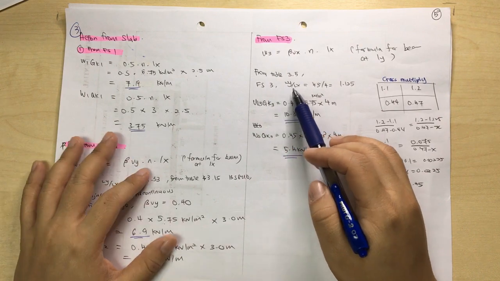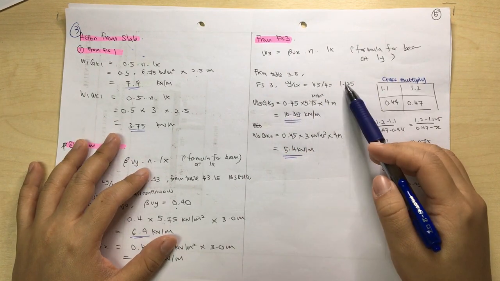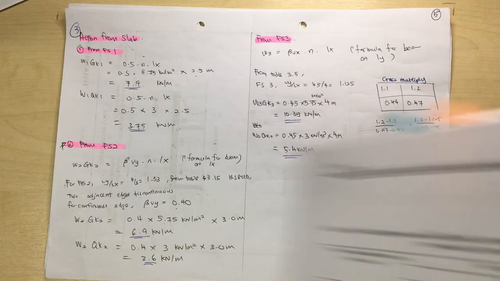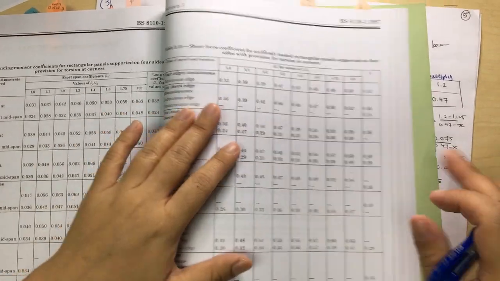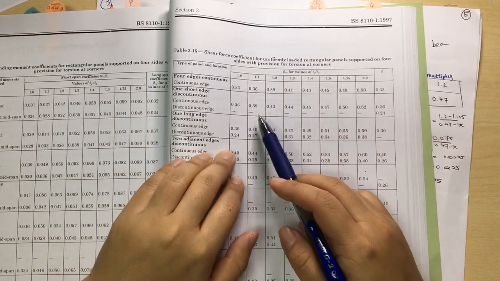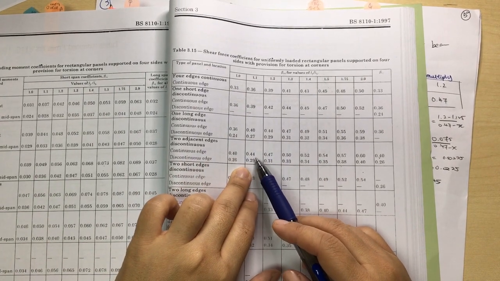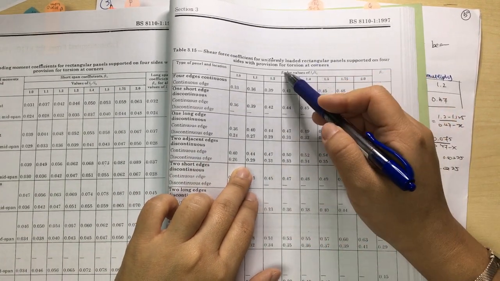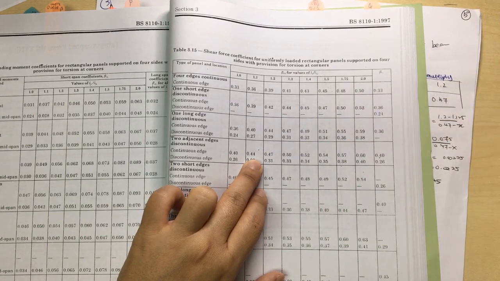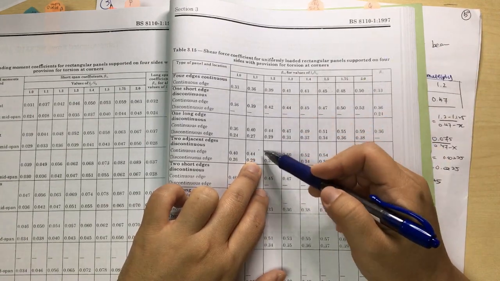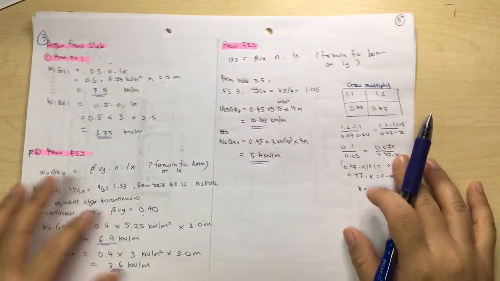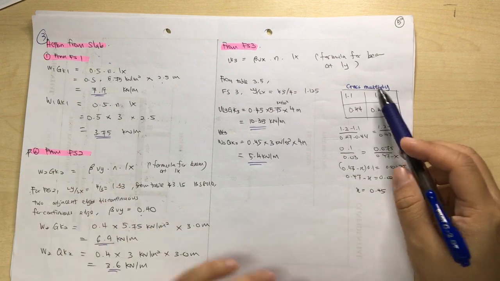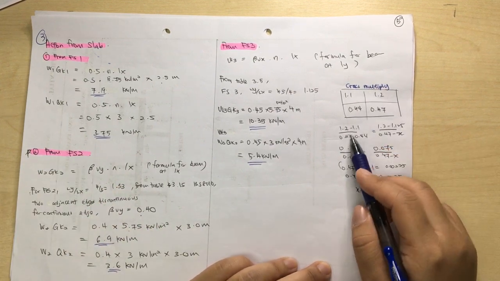For FS3, LY over LX is 4.5 over 4, which is 1.125. So 1.125 here, you can see for this table, it is in between. So 0.44 or 0.47, because this is for VVX. Just now we referred to VVY for FS2, but for FS3 we need to refer to this value. So if you want to get a more correct answer, you need to use cross multiply. You can see that I already show you here.